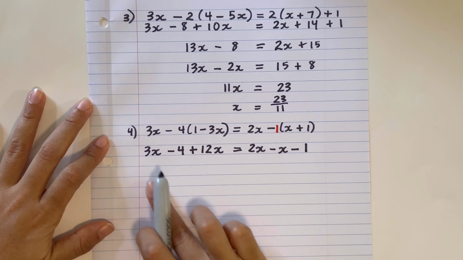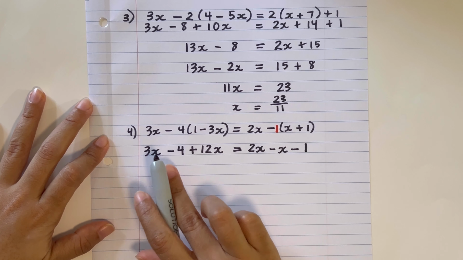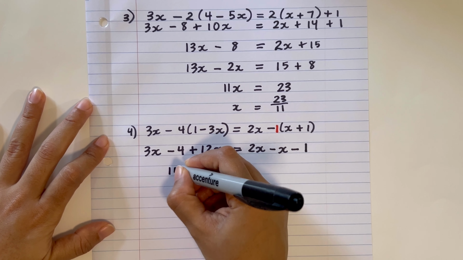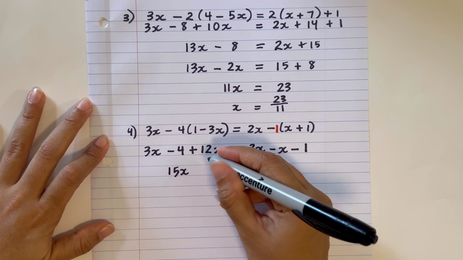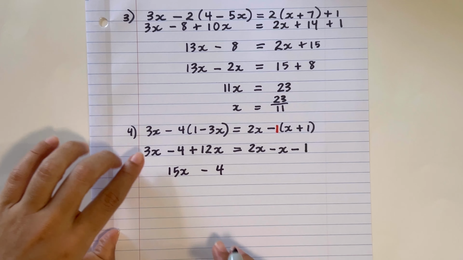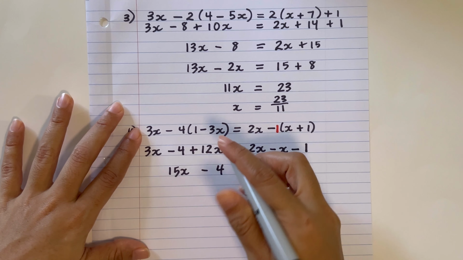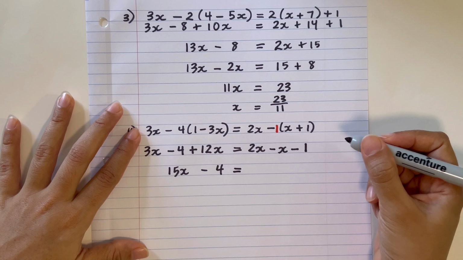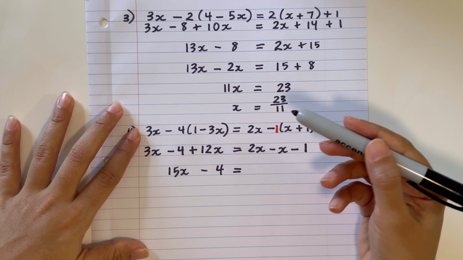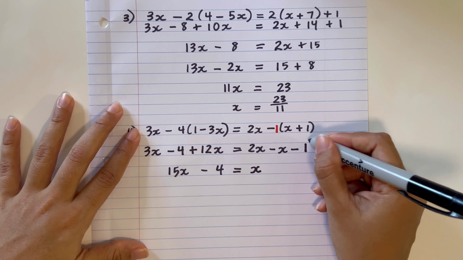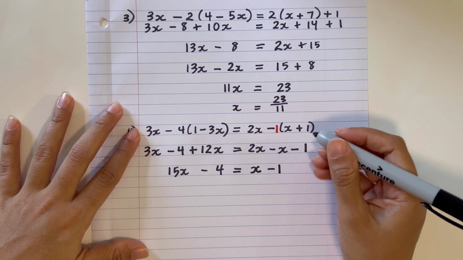So on the left-hand side, we have 2 terms in x. 3x plus 12x will give me 15x. I bring down this minus 4. Be sure when you're moving terms on the same side to maintain the sign, right? This is minus 4, so I bring down the minus there. And then on my right-hand side, I have 2x take away x, which will just give me x. And then I have minus 1, so I bring that down.